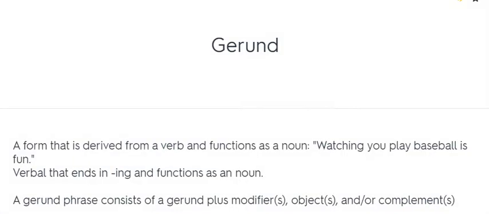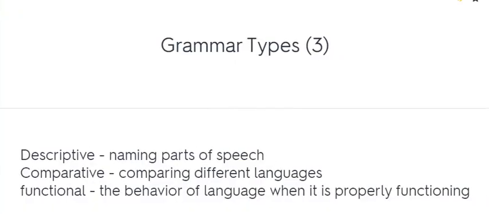Gerund. A form that is derived from a verb and functions as a noun. Watching you play baseball is fun. Verbal that ends in -ing and functions as a noun. A gerund phrase consists of a gerund plus modifier, object, and/or complement. Grammar types. Descriptive, naming parts of speech. Comparative, comparing different languages. Functional, the behavior of language when it is properly functioning.